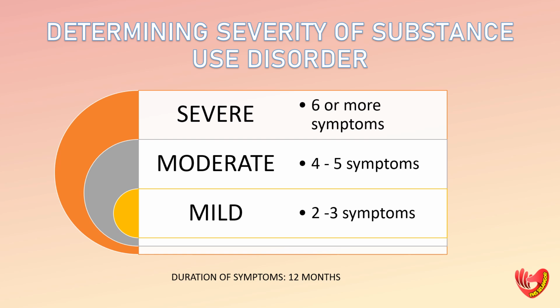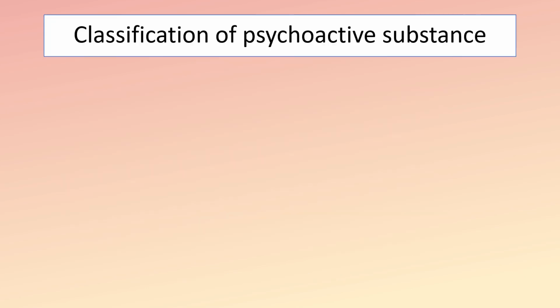As mentioned earlier, duration of symptoms must be up to 12 months, and severity is determined according to the amount of criteria fulfilled. 6 or more symptoms indicate severe, 4 to 5 symptoms for moderate disorder, while 3 symptoms and below indicate a mild substance use disorder.